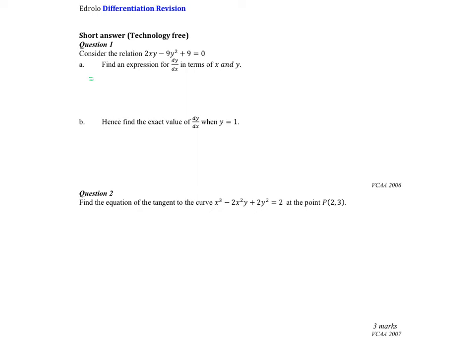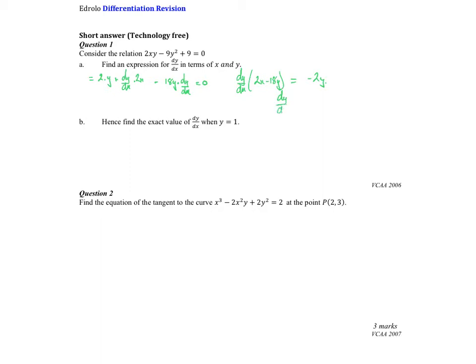So the derivative of the first is 2 times the second, plus the derivative of the second, which is dy/dx, times the first, minus the derivative of 9y squared, which is 18y times dy/dx. The derivative of 9 is 0, equal to 0. So what does that mean? We'll get dy/dx outside of 2x minus 18y, is equal to negative 2y.